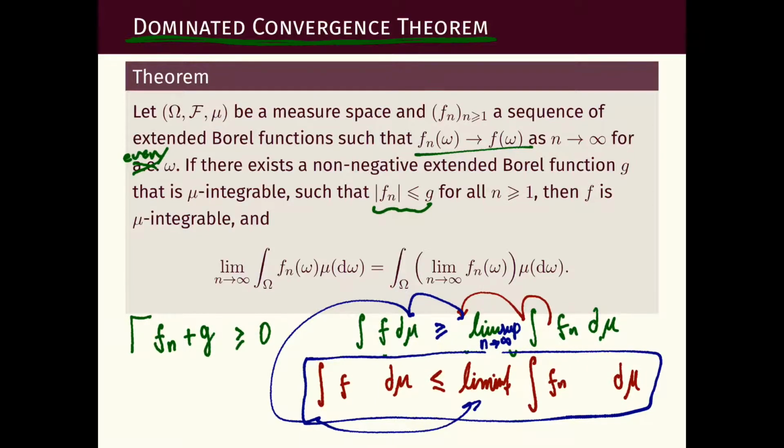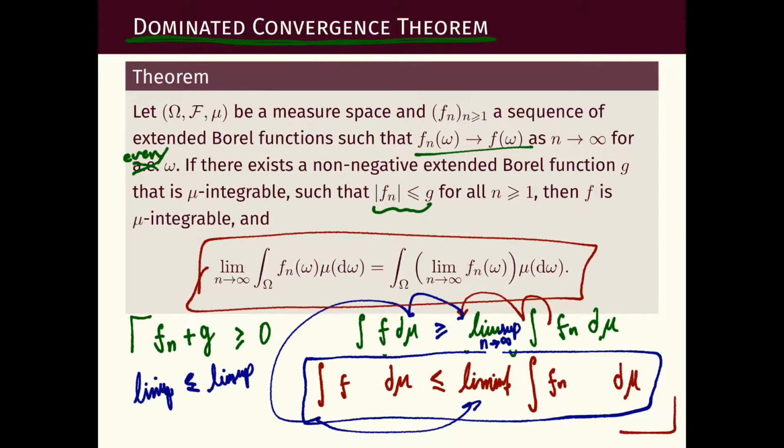When the lim sup is less than the limit, that means they are equal. Because in general, the limit is less than the lim sup, and they are equal if and only if the function has a limit, in which case they both equal the limit. Since the lim sup is bounded from above by something which is bounded from above by something else, which is the limit, these lim sup and limit are actually equal, and this equals the integral of f. And this is exactly the statement of the theorem. So the theorem is proved. This concludes this proof. This concludes this video lecture.